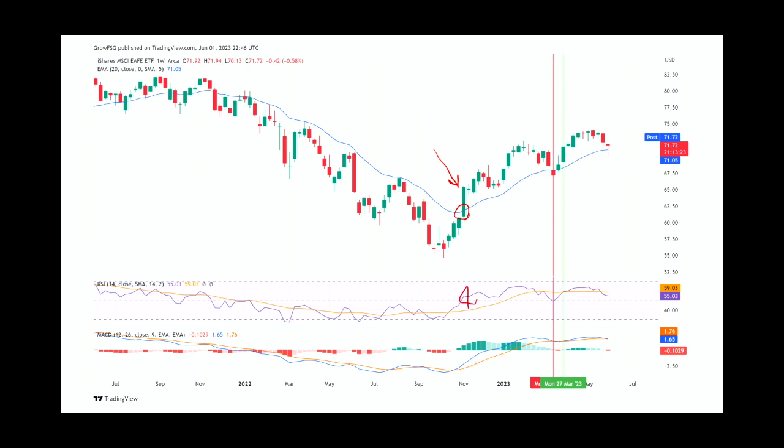RSI above 50, MACD had already crossed positive. Big move up in the I fund, and it's consistent with the dollar falling, right? I fund pulls back, gets below the 20-week, RSI got right down to that 50 line, and MACD was right at 0. So it would have been tricky.